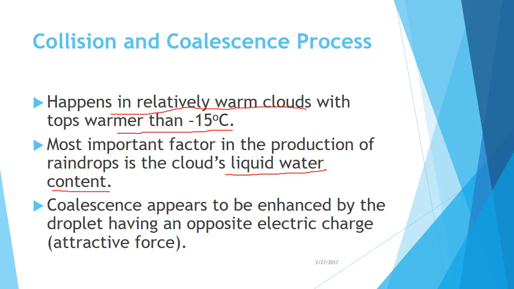rain droplets to form. Now, this coalescence appears to be enhanced if the droplets have opposite electric charge. One property of matter is called charge, and you have two types of charge: positive charge and negative charge. If they are opposite, these charges attract. If a water droplet has a charge on it, it will attract the opposite charge, and so there is more chance of drawing more cloud droplets towards it, and then the raindrop grows.